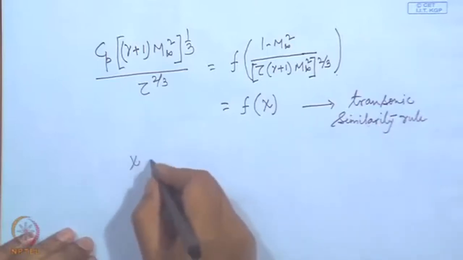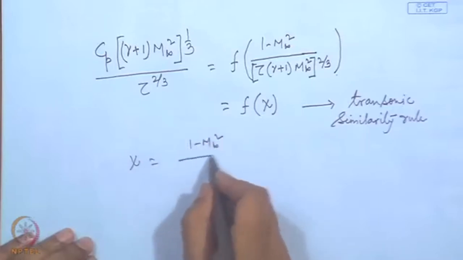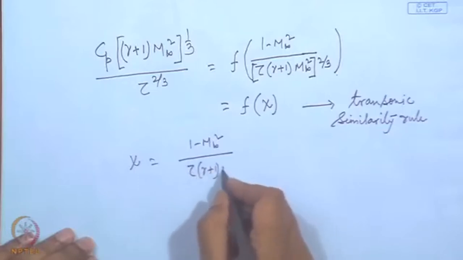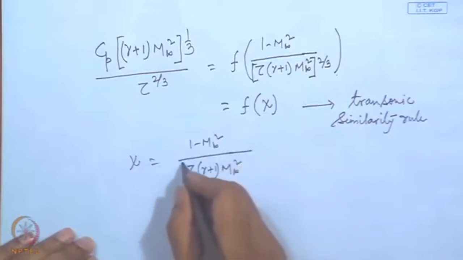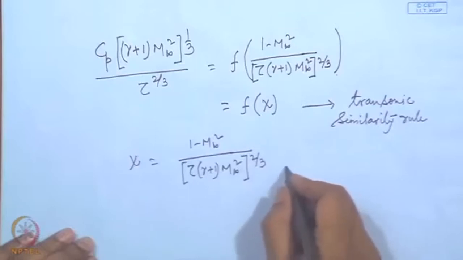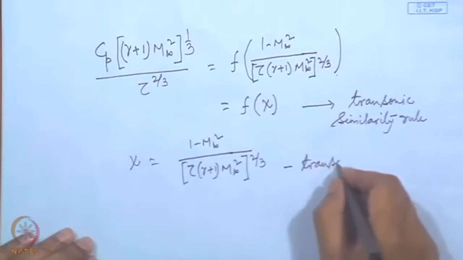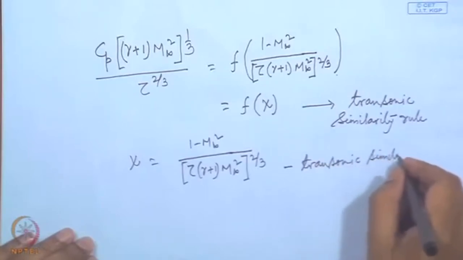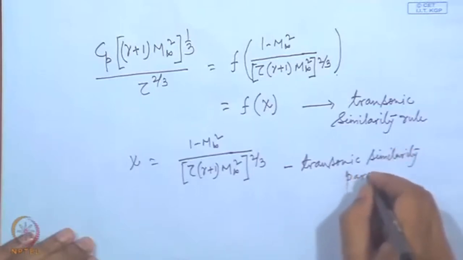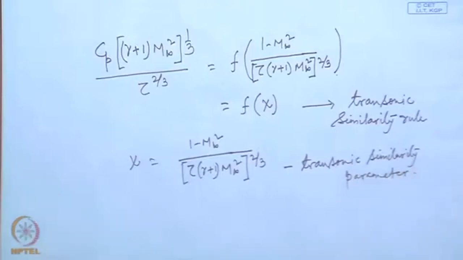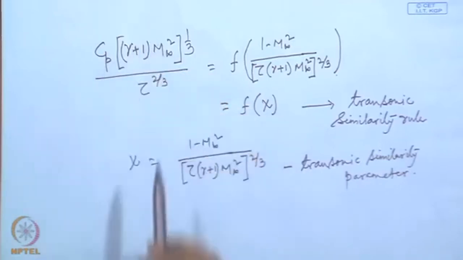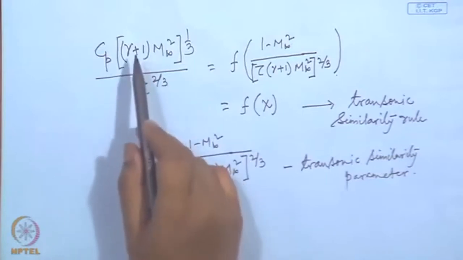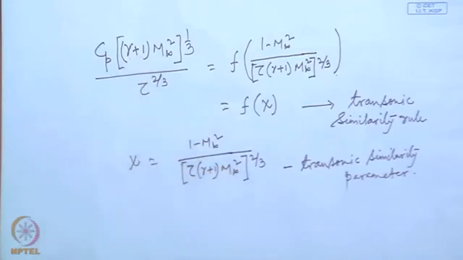and chi equal to (1 minus M infinity square) by (tau into (gamma plus 1) M infinity square) raised to power 2 by 3 is called the transonic similarity parameter. So, we see here that a transonic similarity rule involves the gas property gamma, and these are coming because of that fixed value of the constant A. A is no longer arbitrary as in case of a linear subsonic or supersonic flow.